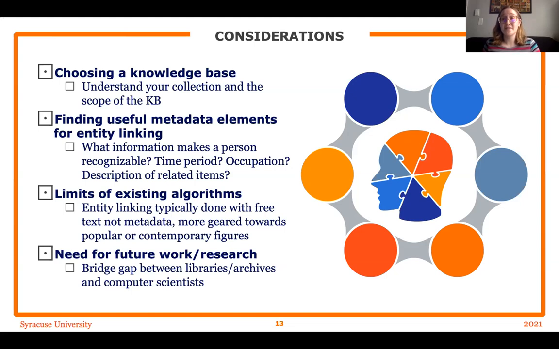A lot of these tools, like Open Tapioca, were tested on news articles, more contemporary things like that, as opposed to more specialized archival collections that they might not be used to working with and finding matches based on that. So all in all, this really suggests the need for future work and research on the subject, and bridging the gap between librarians and archivists and the computer science side of things in order to create a tool that is more suited to these specialized contexts as opposed to the more general named entity disambiguation tools that are out there.